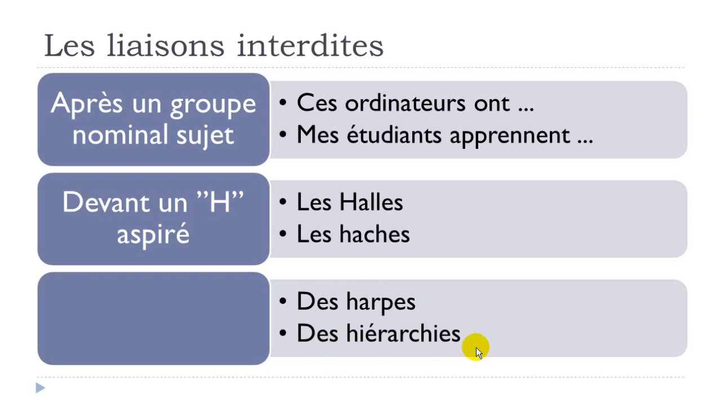Des hiérarchies. Okay, so just to show you that it's not only with A, because I've got three examples with A, but then in that case it's I, okay, des hiérarchies. All right, so no liaison here, here, here, and here. All right, because these words are starting with what we call H aspiré.